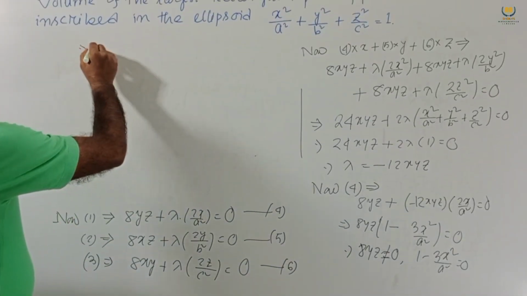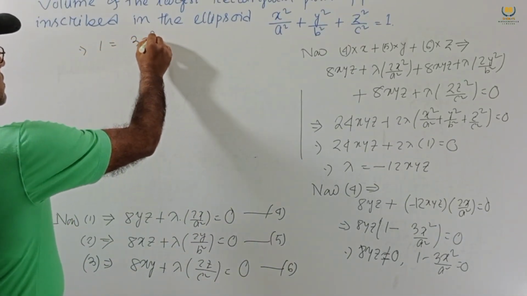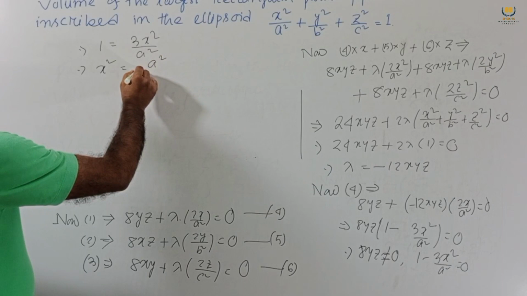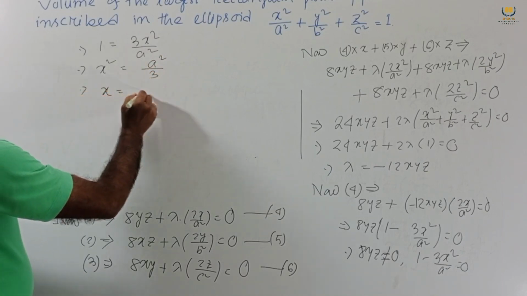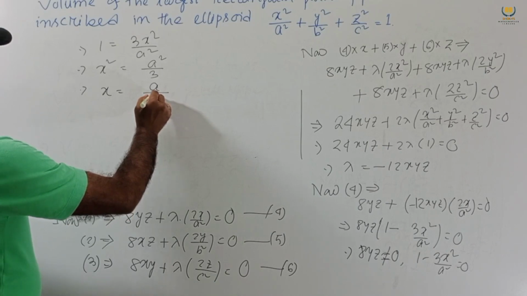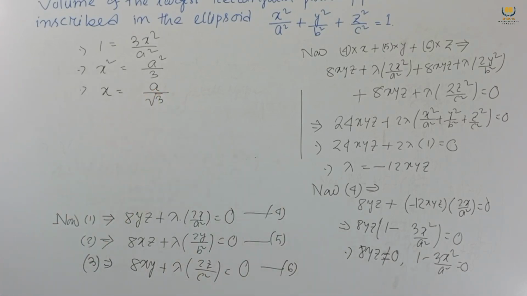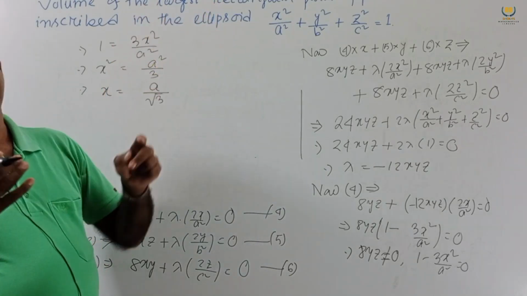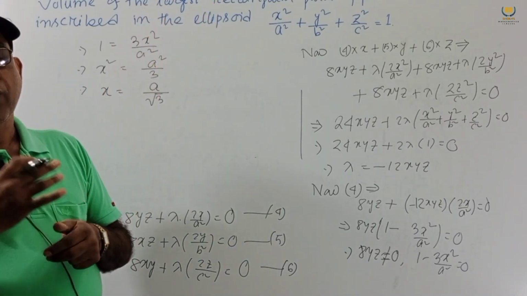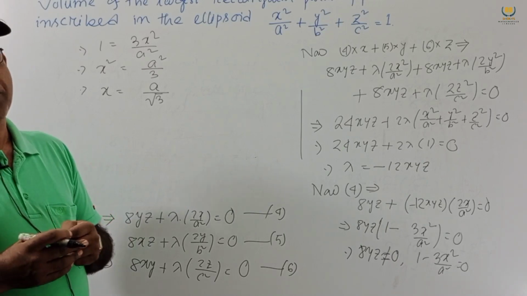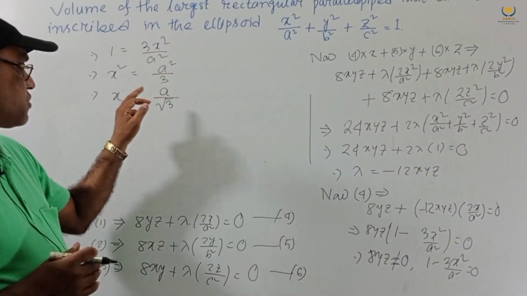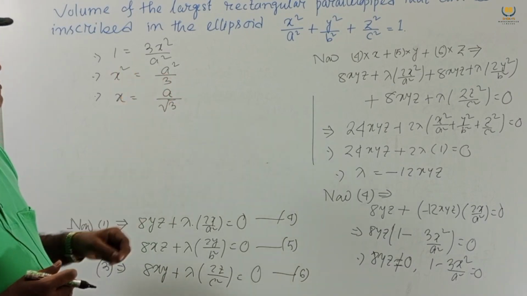So this implies 1 equal to 3x square by a square and x square equal to a square by 3, and x equal to a by root 3. We get this. Value of x is a by root 3 we get. Actually we write plus minus because we find length, breadth, height. So length, breadth, height, volume we have to find. Maximum volume, largest volume. Volume cannot be negative, so we omit the minus sign. Actually this should be plus minus, but I left the plus minus.